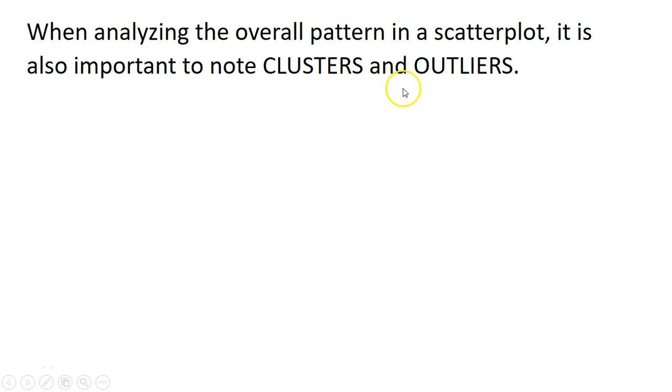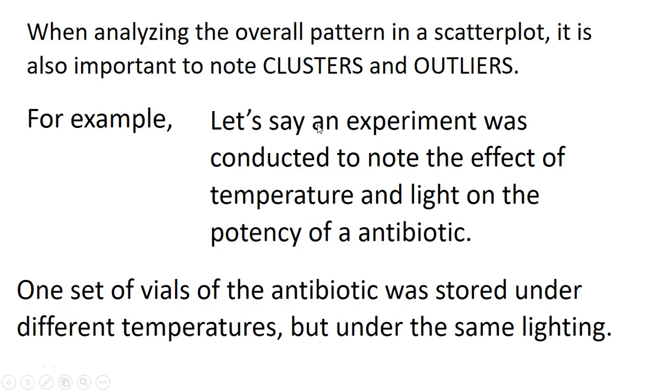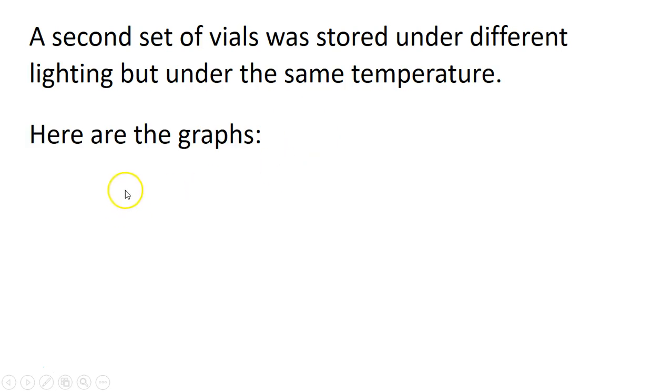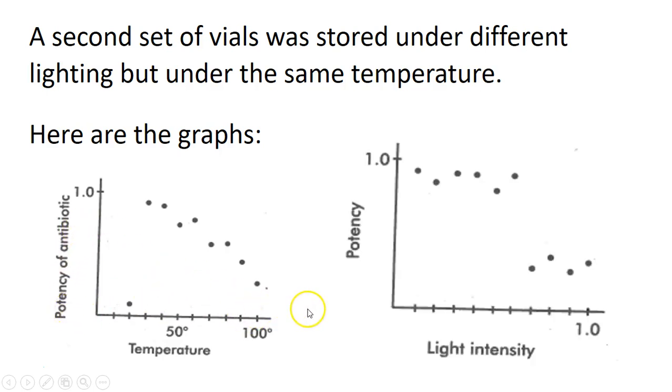When analyzing the overall pattern in a scatter plot, it's also important to note clusters and outliers, right? So for example, let's say an experiment was conducted to note the effect of temperature and light on the potency of an antibiotic, right? One set of vials of the antibiotic was stored under different temperatures, but under the same lighting. A second set of vials was stored under different lighting, but under the same temperature. So here are the graphs. So this is the temperature and the potency of the antibiotics. And then here is the potency versus the light intensity, right?